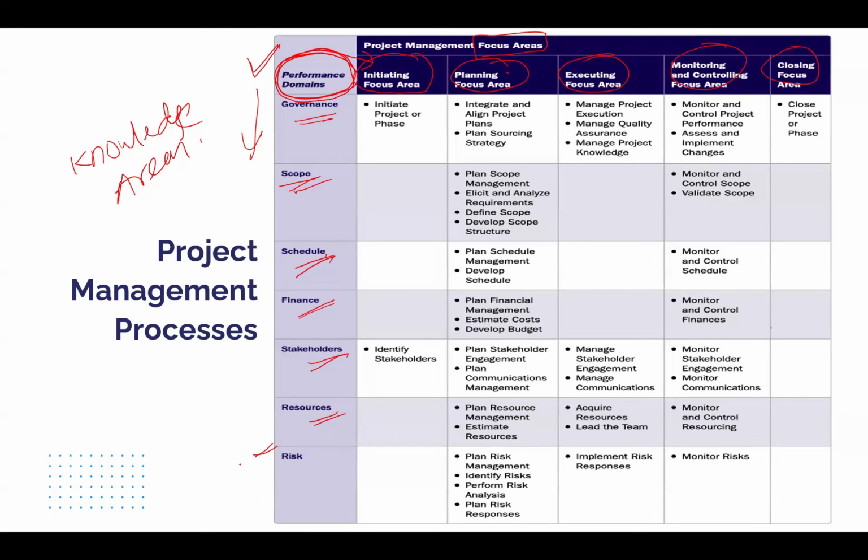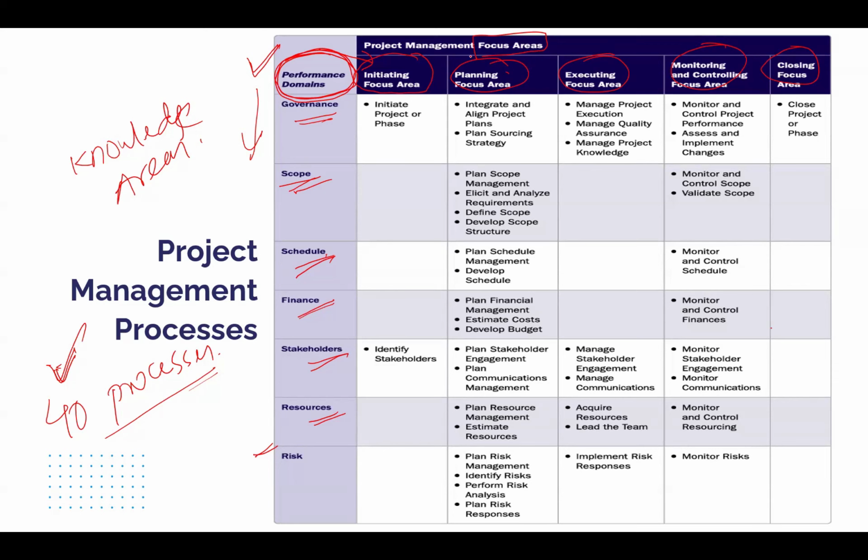Within the table you see here, there are a total of 40 project management processes that the 8th edition of PMBOK talks about. We'll be studying them all, by the way, and they have been depicted in this table. What this table shows is the mapping: every one of these 40 processes belongs to some focus area and some performance domain.